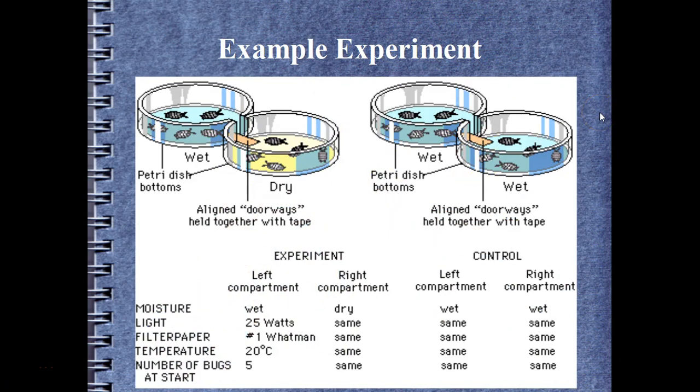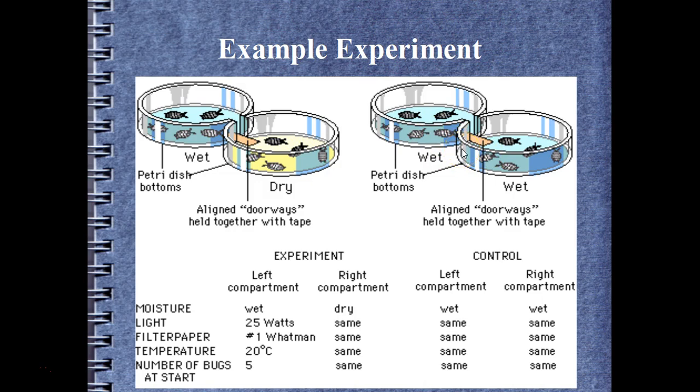In this experiment, the question is, does the moisture content of the environment affect the activity of these organisms? So we have two containers here that are connected by a little doorway in each of our trials. In our experimental trial, one of the containers is wet and the other container is dry. So they have different moisture levels. In our control trial, the baseline that we're going to compare our results to, both sides are wet. So we're going with the default position of there not being a dry environment, that everything is wet, so they're the same there.